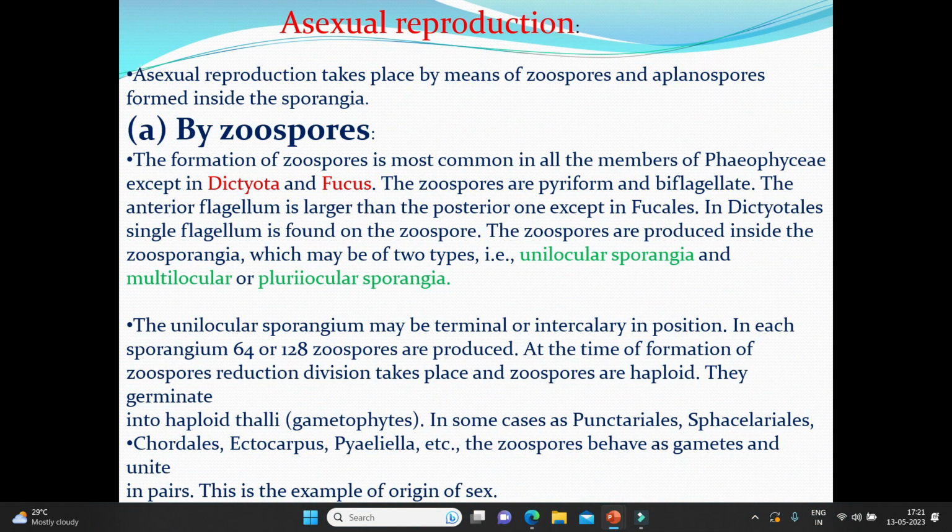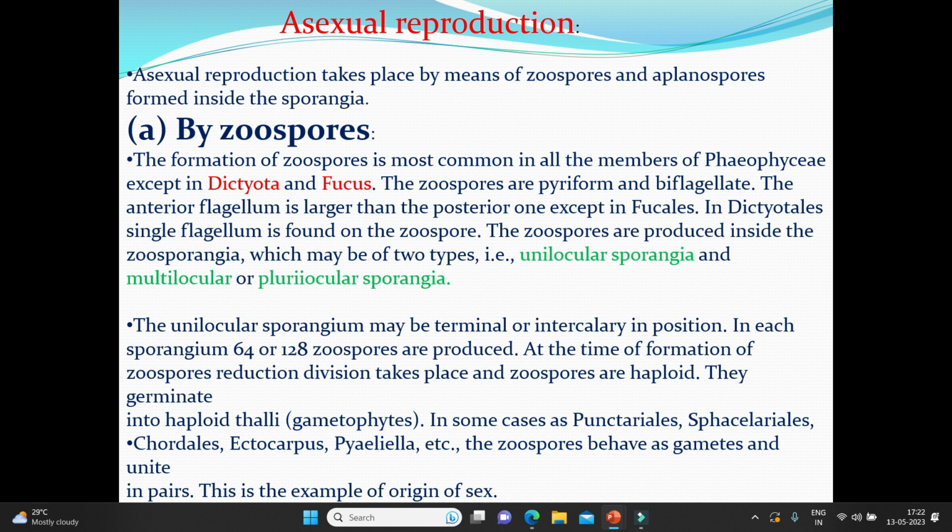So next, asexual reproduction takes place by means of zoospores and aplanospores formed inside the sporangia. So the first one is by zoospores. The formation of zoospores is most common in all the members of Phaeophyceae except in Dictyota or Fucus. Dictyota is a genus of brown algae in the family Dictyotaceae.